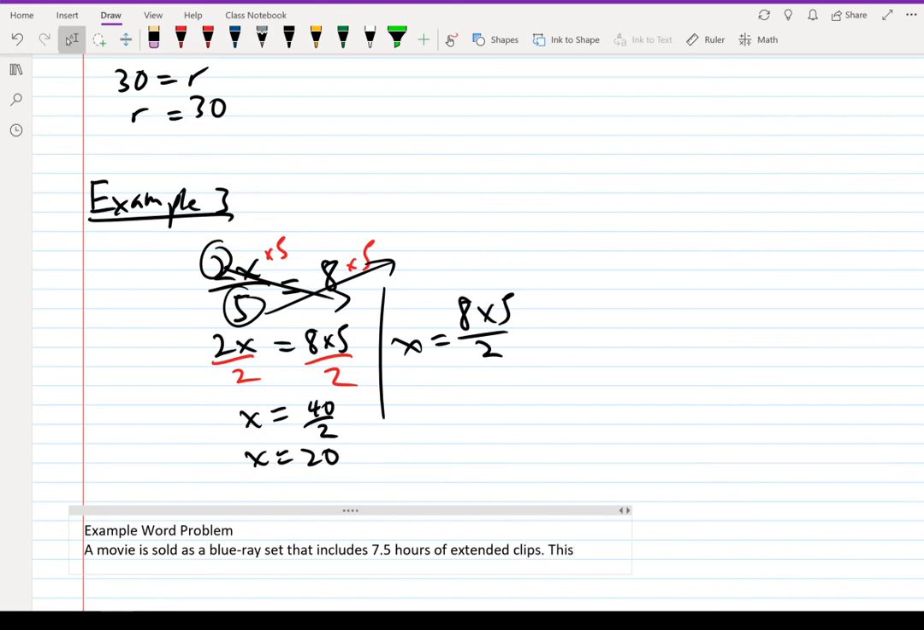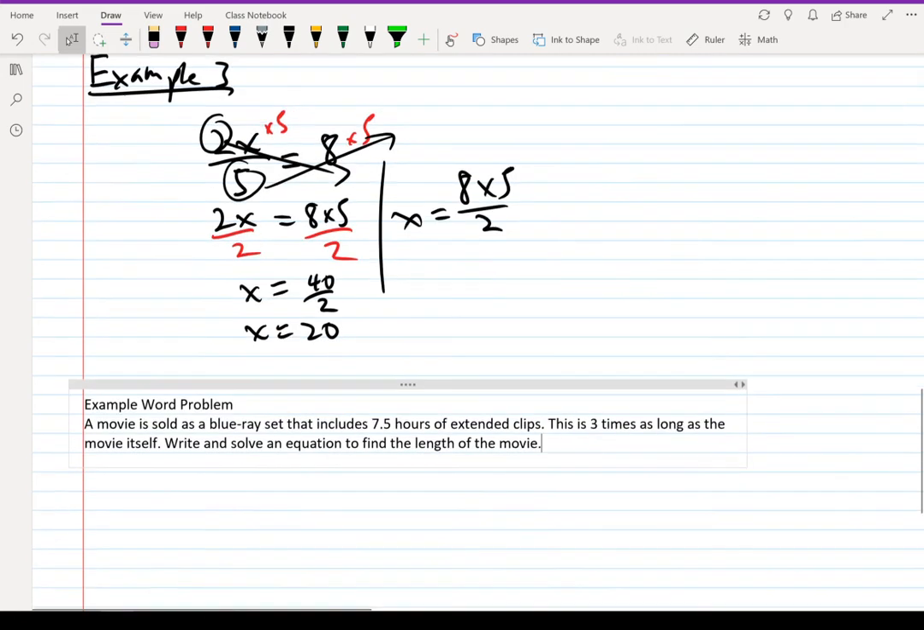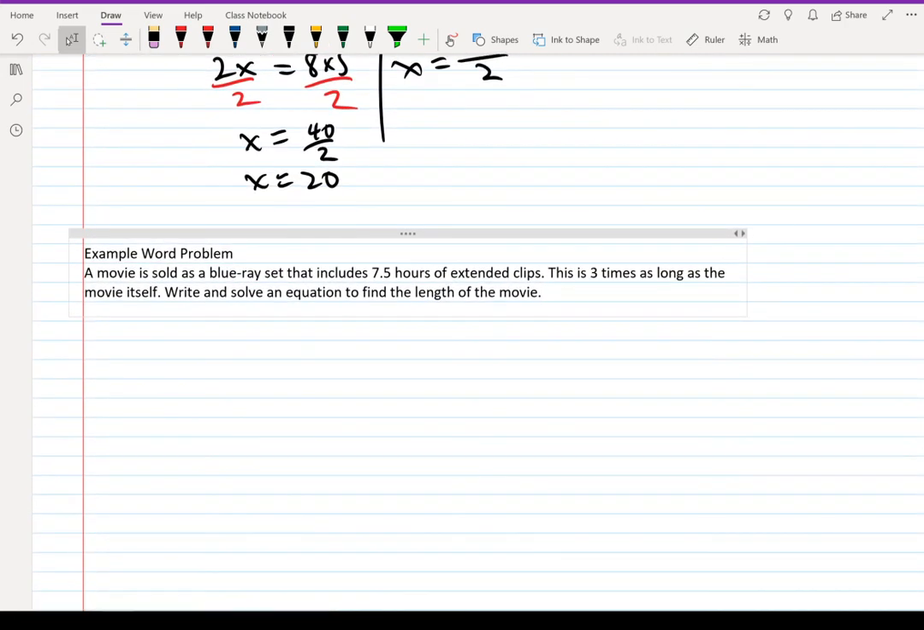And then this is 3 times as long as the movie itself. And so we have to write and solve an equation to find the length of the movie. So I want you to think about how to do this first. Read the question carefully, think about what the equation should be, and then I want you to try it on your own, and then afterwards I'll go through the answer once you have finished.